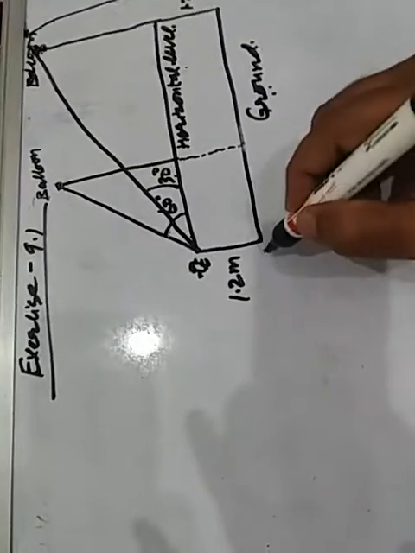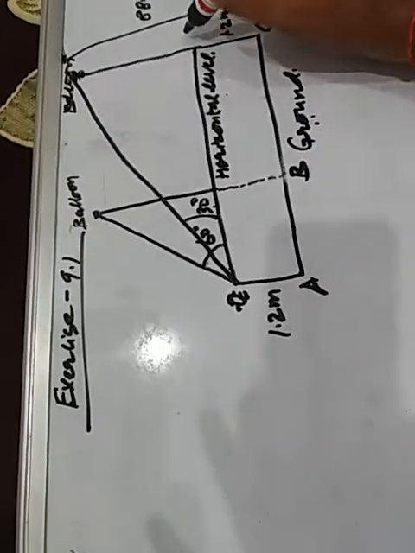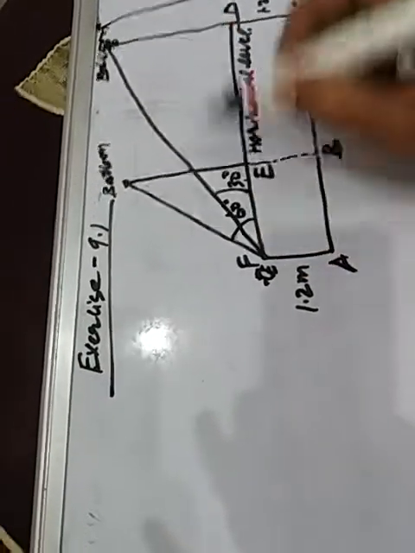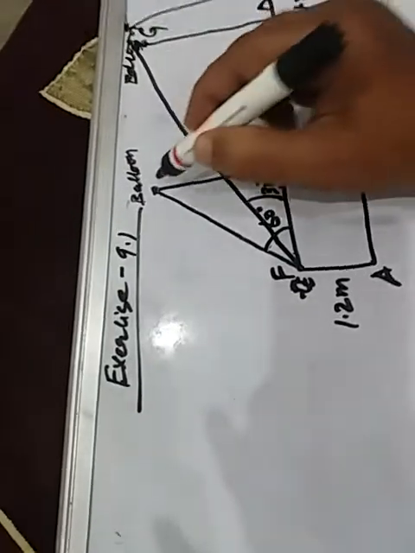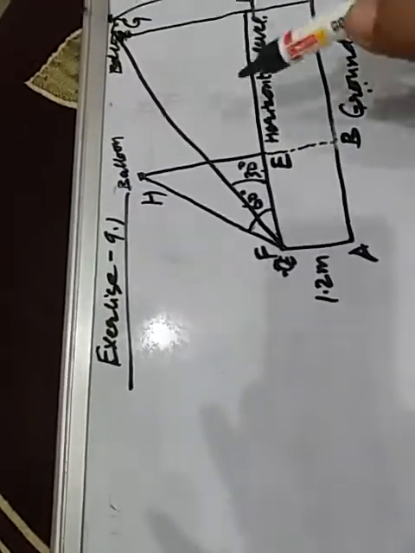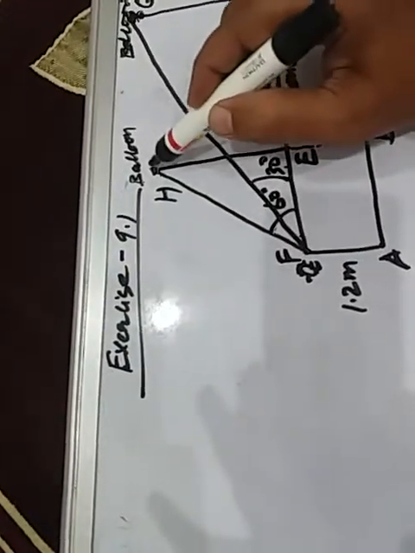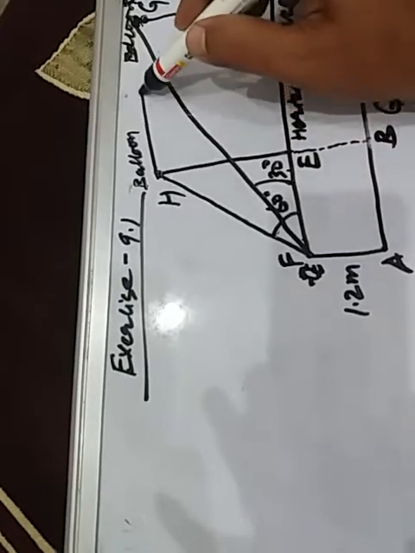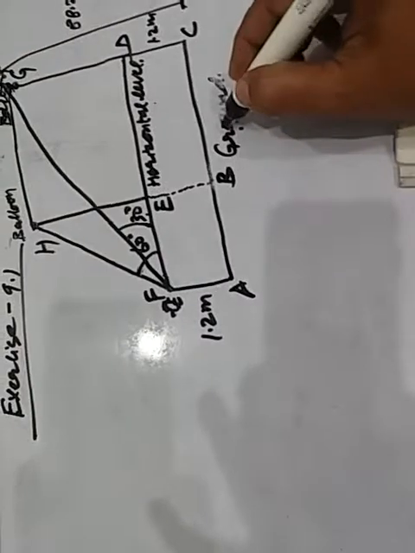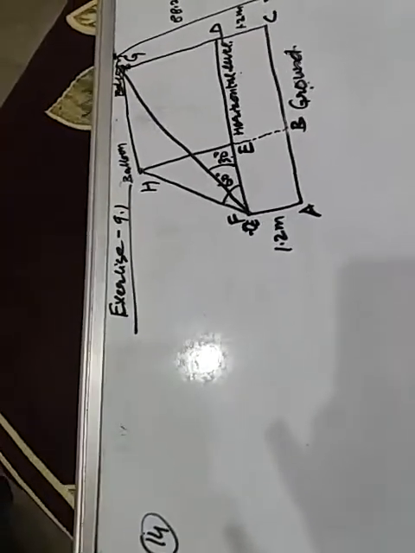Now let us give the names and proceed for the solution. Let it be A, this is B, this is C, this is D, this is E, this is F, this is G, this is H. Clear, children? Now join this line. Let it be the position, this one. Clear? Right? Now what is this? This is the ground. Clear, children? So this is your clear picture.